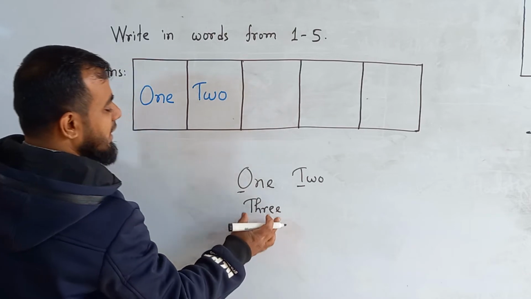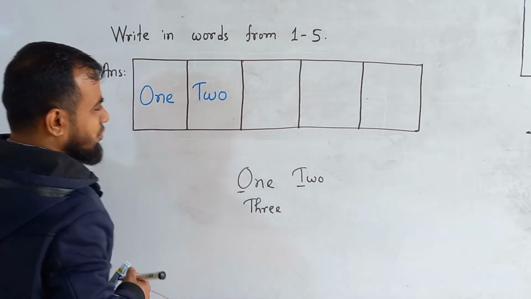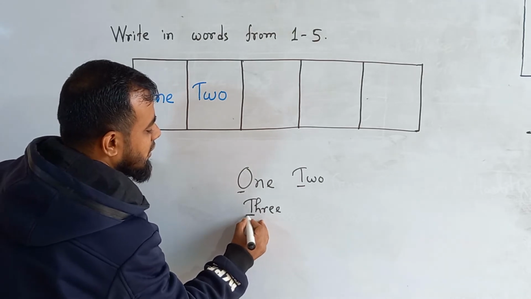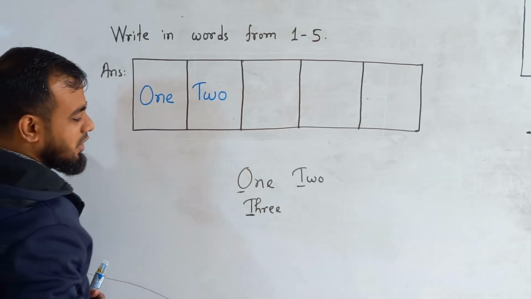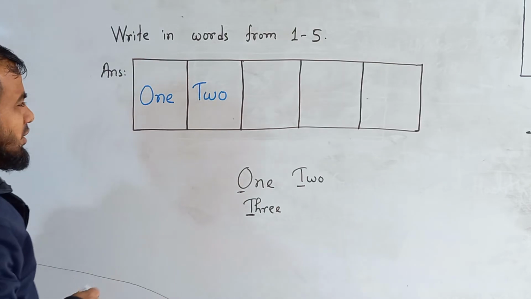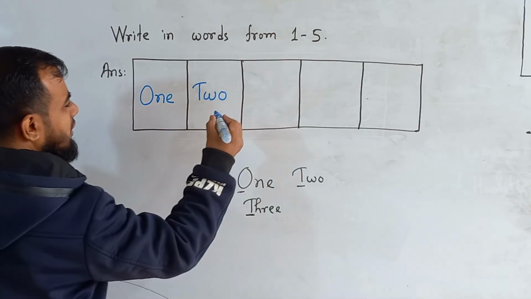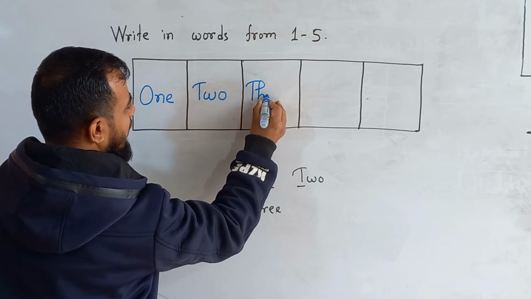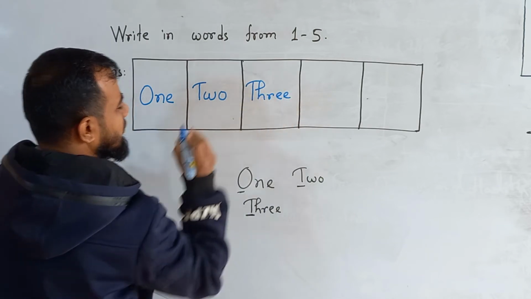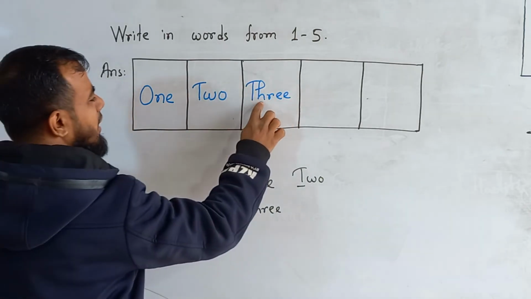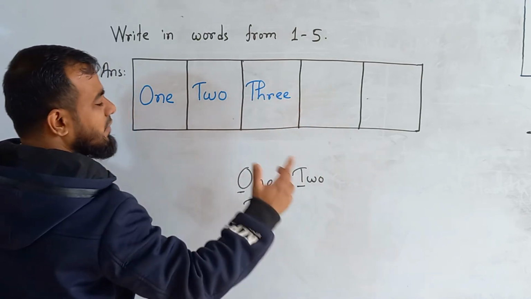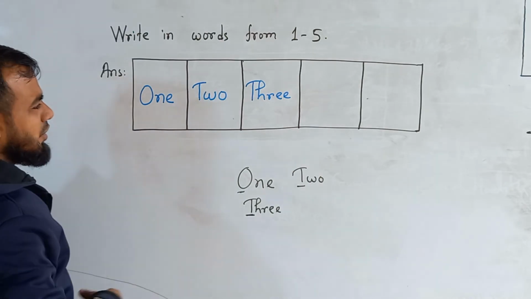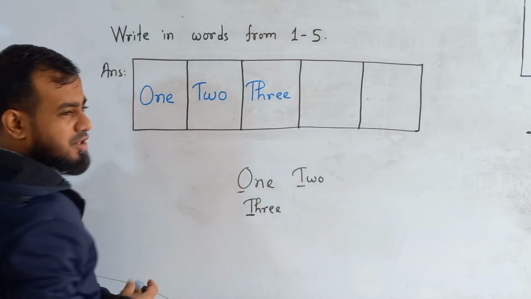T-H-R-E-E, or you can say it T-H-R-E-E, no problem. And remember, the first letter will always be capital and the others will be small letters. So the spelling of 3 will be in this box. T-H-R-E-E, 3. Both are correct. Now dear students, after 3 the number comes which is 4.